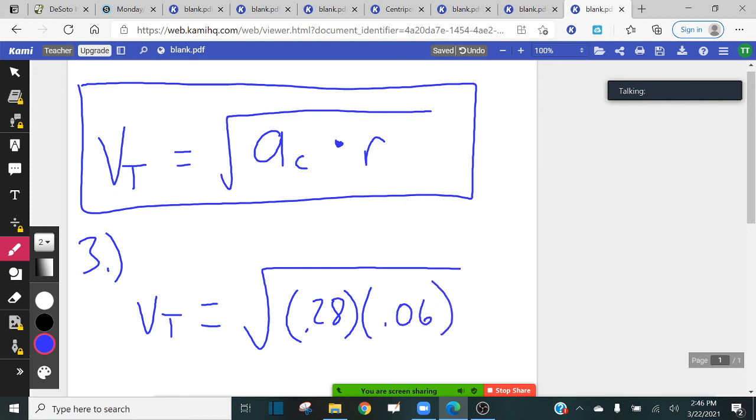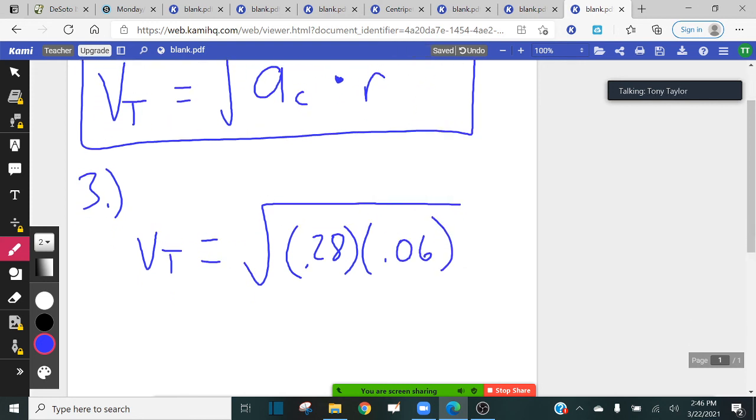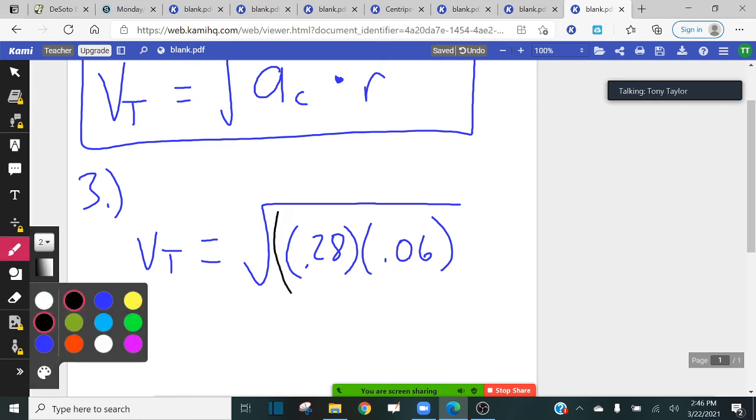Okay. So guys, we're going to multiply those together and then take the square root of all of that. So take the square root of 0.28 times 0.06, and let's see what we get. Angelina, what did you get?